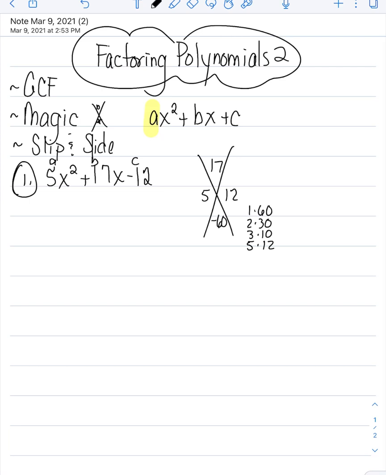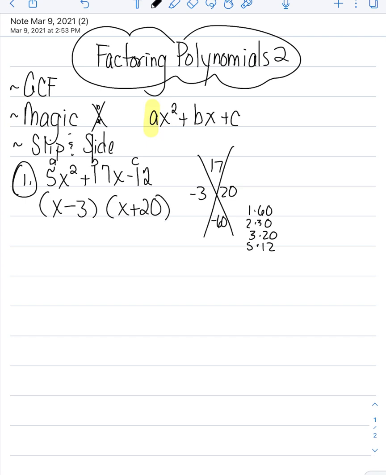I accidentally put 3 times 10, and it should be 3 times 20. So let me fix that. And if I do that, I think that's going to work for me. 3 times 20, and I can make the 3 negative. That's good. 20 minus 3 is 17, and negative 3 times 20 is negative 60. So I'm going to write my factors. I have x minus 3 times x plus 20.